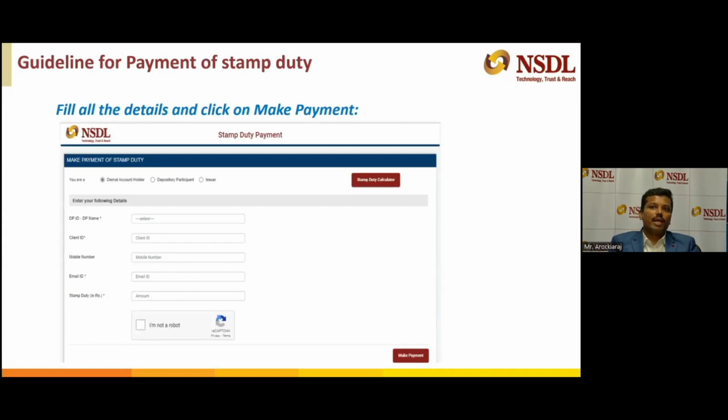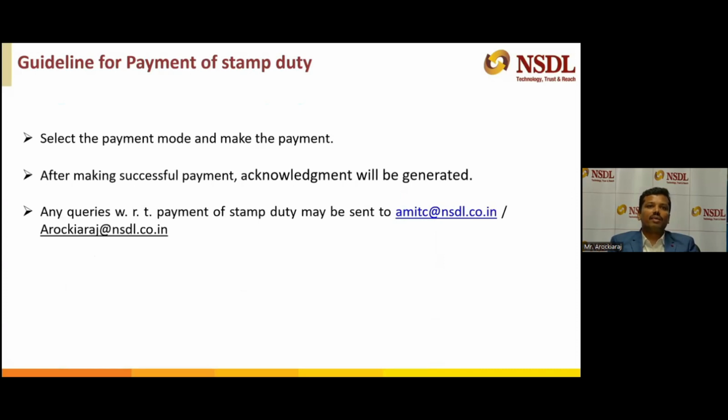In case the payment is made by the participant, then they have to mention the DPID, email ID, mobile number, and the amount towards the stamp duty while making the payment. After entering the details, click on Make Payment and select the payment mode. The payment mode may be net banking, credit card, debit card, wallets, or UPI. Once you have selected the mode of payment, make the payment.